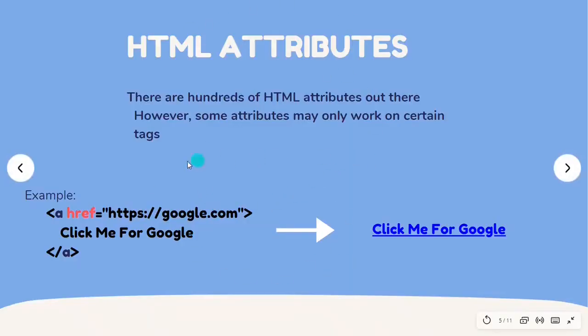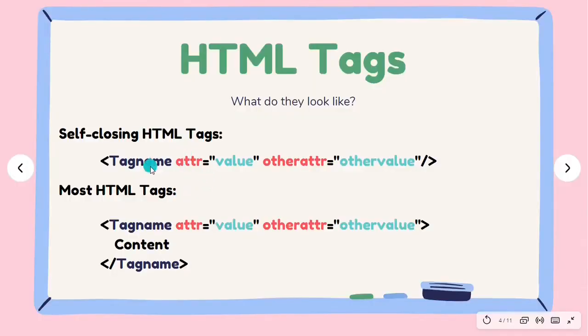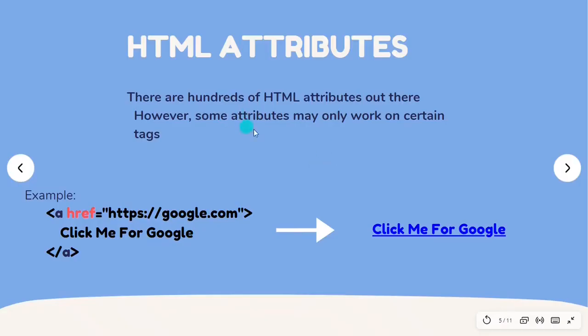So now we come to HTML attributes, and as I said before, HTML attributes are just these things right over here that you put inside the HTML tag. And there are hundreds of HTML attributes that you can use. However, some attributes may only work on certain tags, and they will not be allowed on different tags.